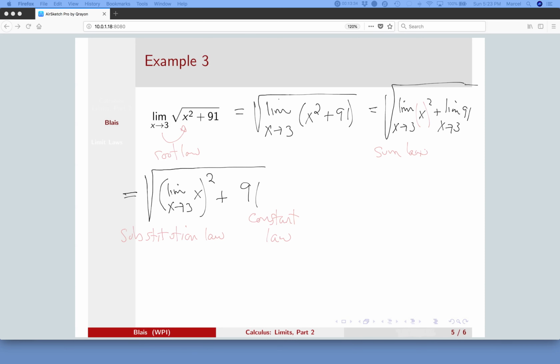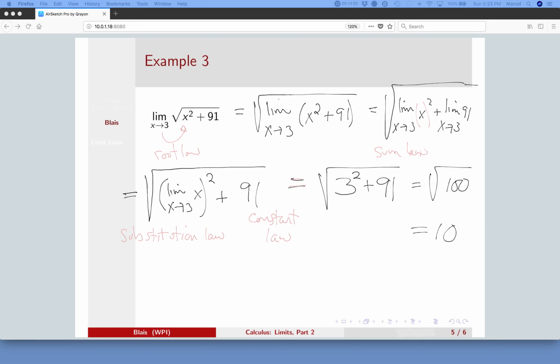Then, of course, we have this limit as x goes to 3 of x is just 3, plus 91, 3 squared, which is 9. And so this is the square root of 100, or 10.